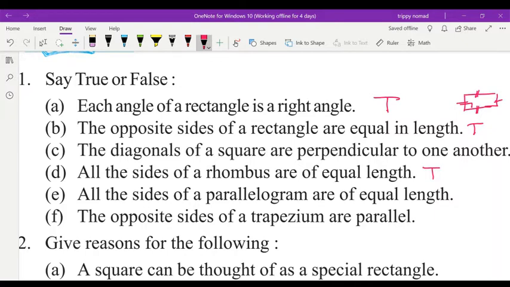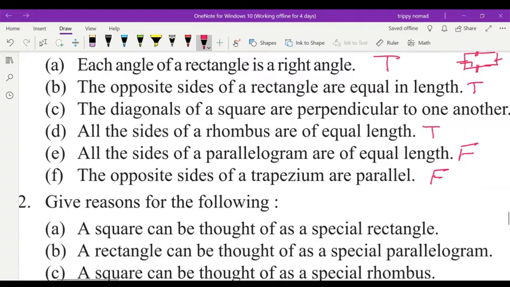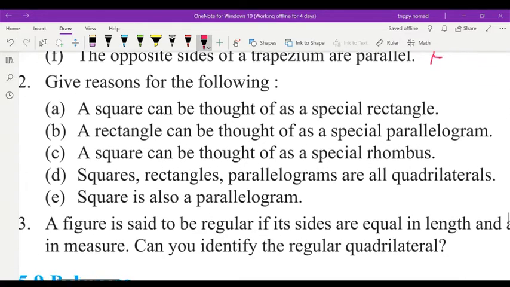All the sides of a parallelogram are of equal length. No, only the opposite sides are of equal length. The opposite sides of a trapezium are parallel. Only one pair of opposite sides is parallel. So this is also false. On the basis of that explanation, you can write the answer now.